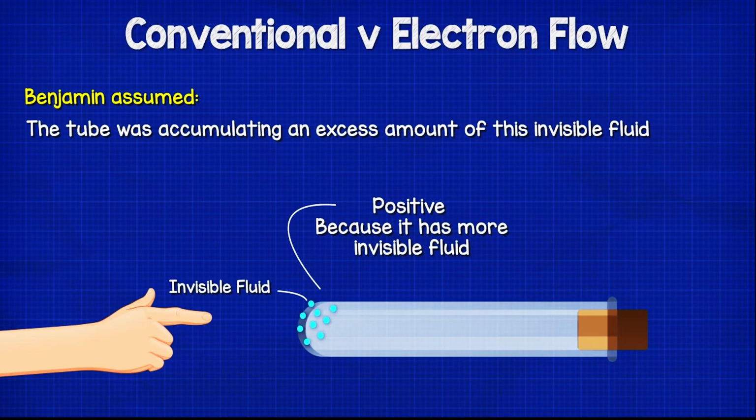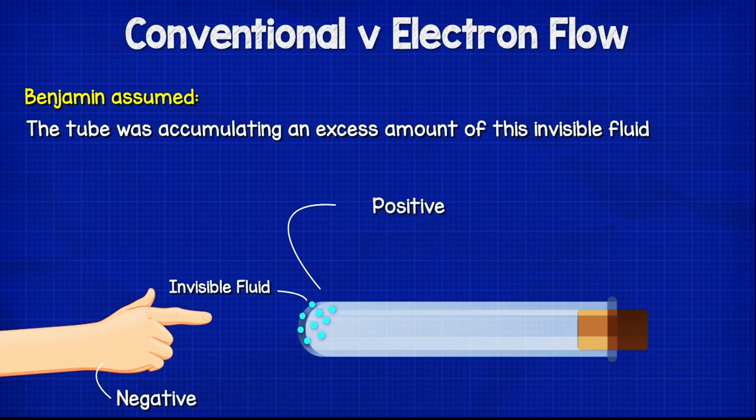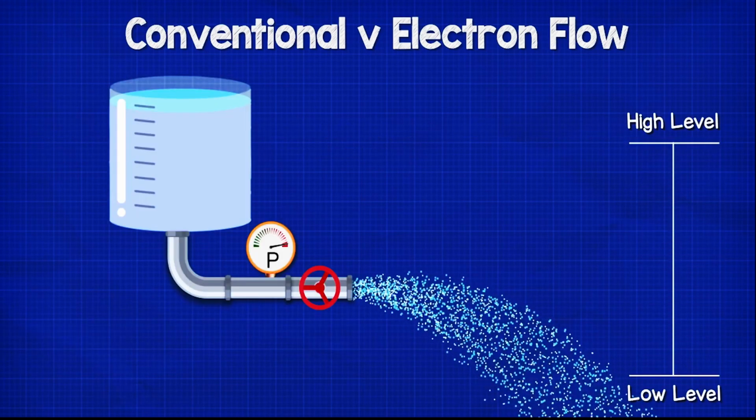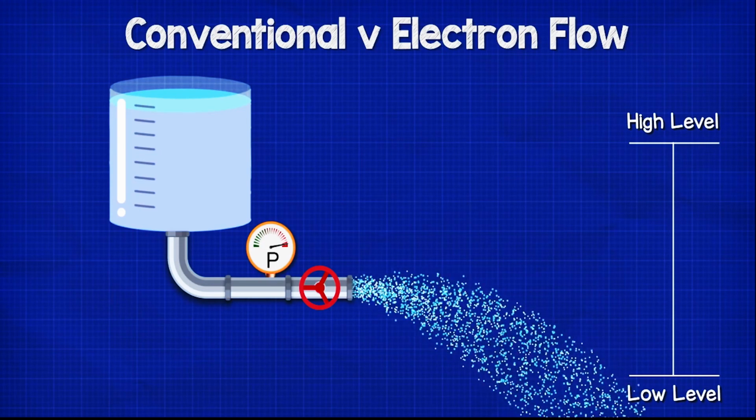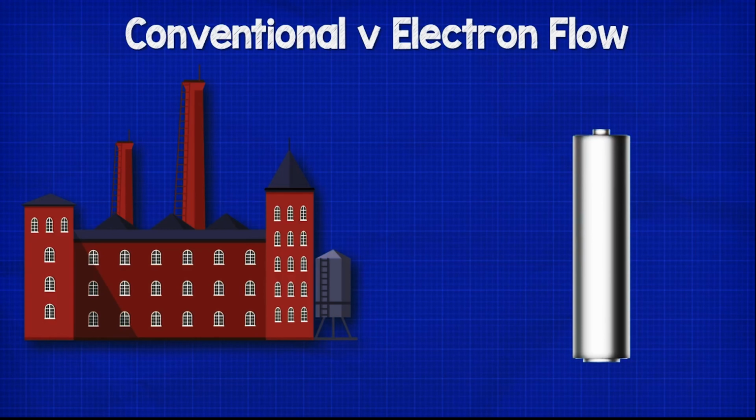So he considered this to be positive, and the person touching it must have less of this fluid, so they were considered negative. So he said, okay, I guess this end is positive and this end is negative, and electricity flows from positive to negative. And this does make sense, because water is a fluid and it flows from a high level to a low level. Soon, manufacturers started producing batteries based on his work, and so they also said, well, this end is positive and this end is negative, and we still use this naming convention to this day.